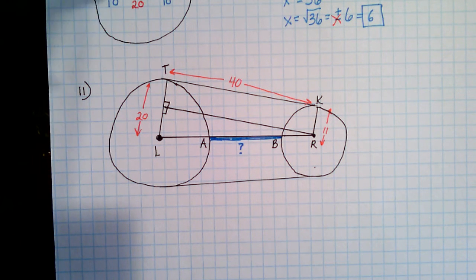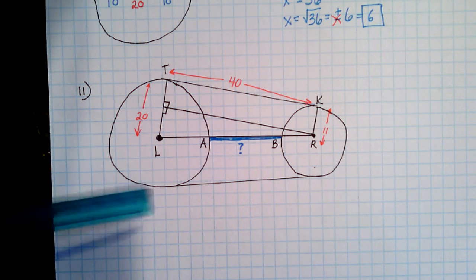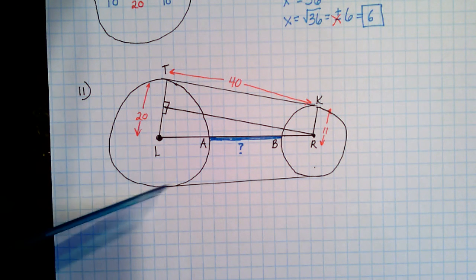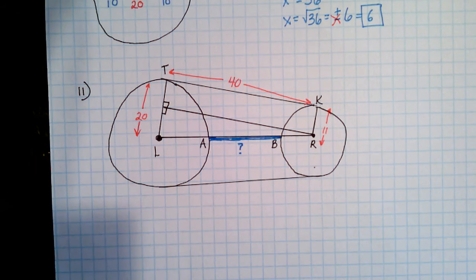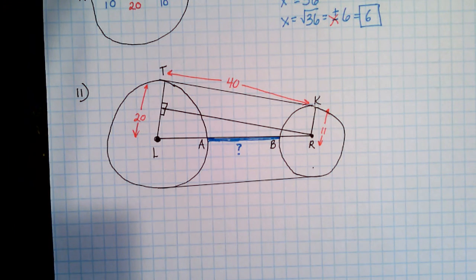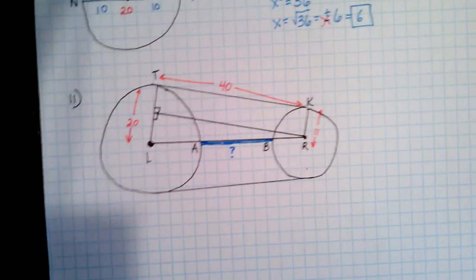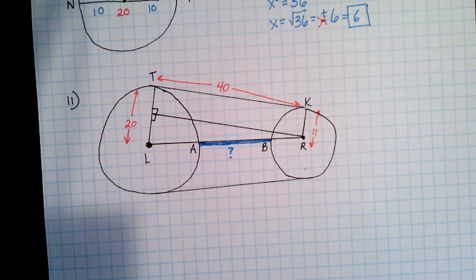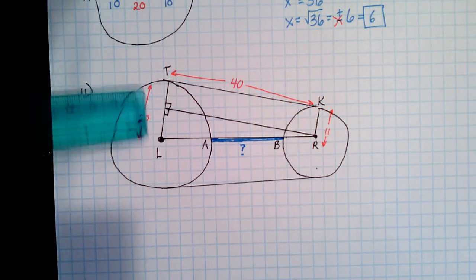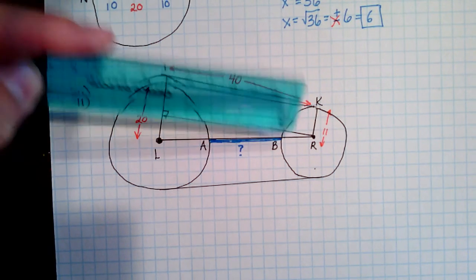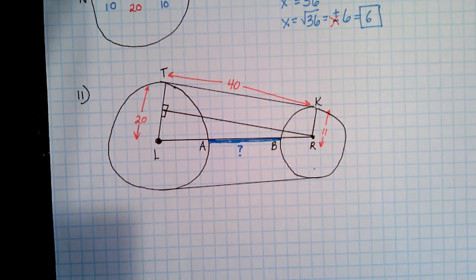TK is a tangent, okay, and then down here is a tangent, but it's not going to come into play with this particular problem. But you can kind of flip this whole thing over and picture it's a mirror image of each other. That's kind of important. Circle L has a radius of 20. Circle R has a radius of 11.